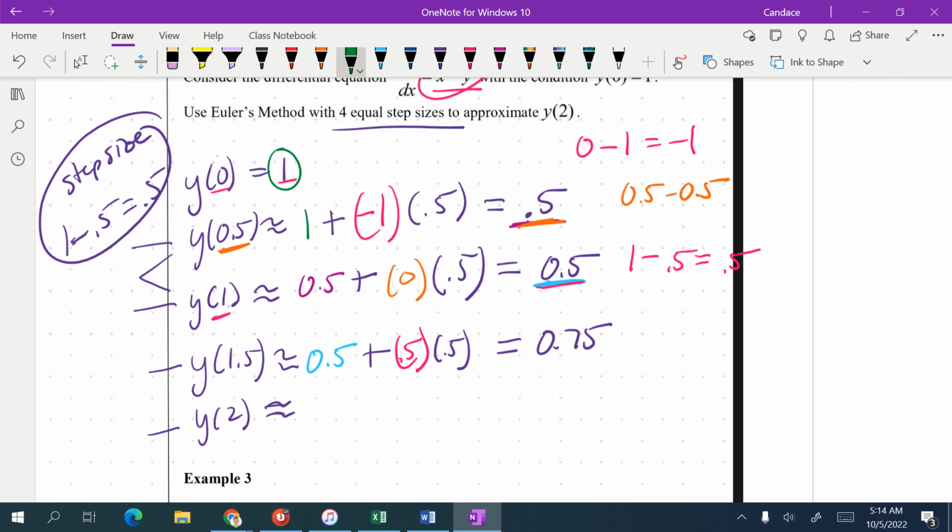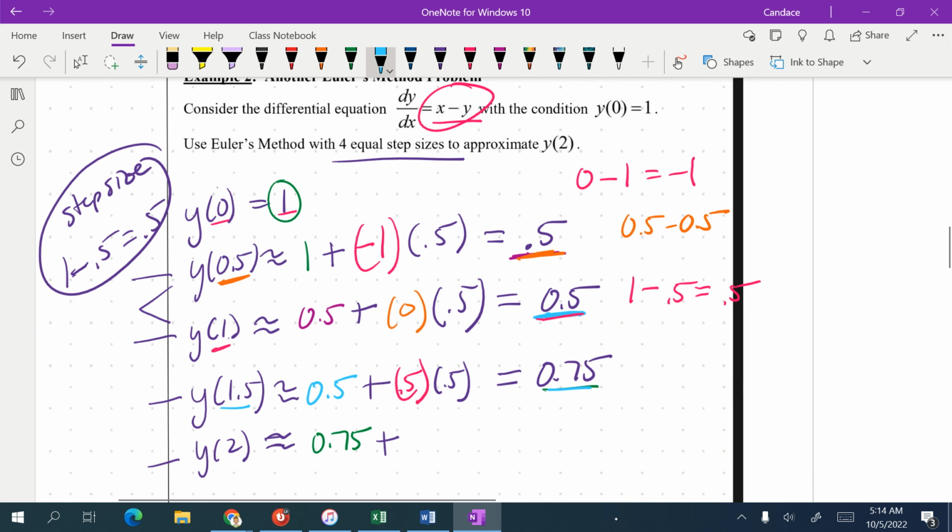Then I'm going to go one more round here. So this is repeat the previous y value. Then I've got to take this, and they go into my derivative. So 1.5 minus 0.75 is going to be 0.75. And then I multiply that by the step size. And when I multiply that out and add that up, I get 1.125.